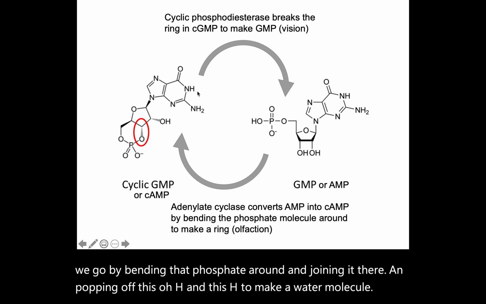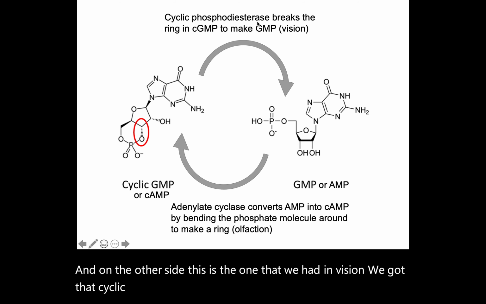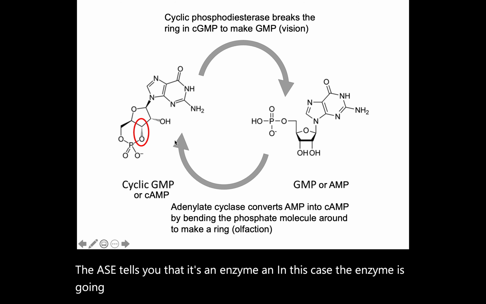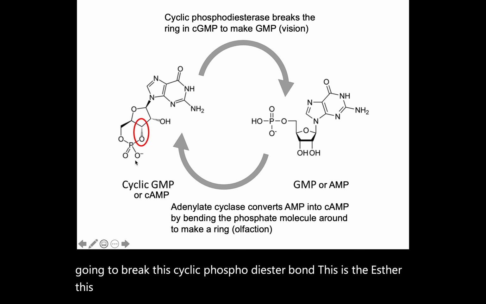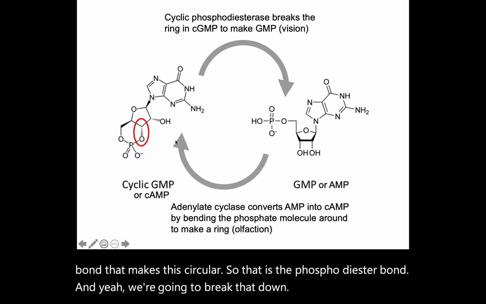And on the other side, this is the one that we had in vision. We got that cyclic phosphodiesterase. Again, it's going to be an enzyme. The ASE tells you that it's an enzyme. And in this case, the enzyme is going to break this cyclic phosphodiester bond. This is the ester, this oxygen joined up between two other atoms. And yeah, it's a bond that makes this circular. So that is the phosphodiester bond. And yeah, we're going to break that down. So that's the idea here.